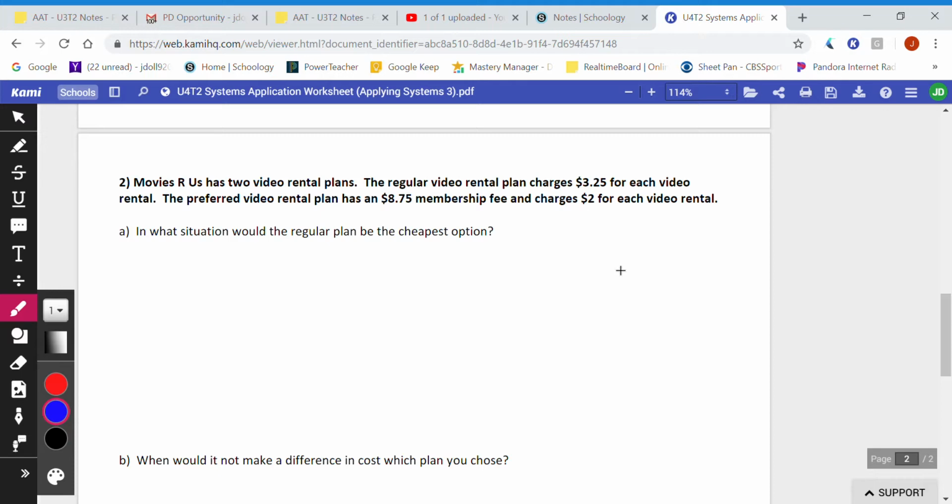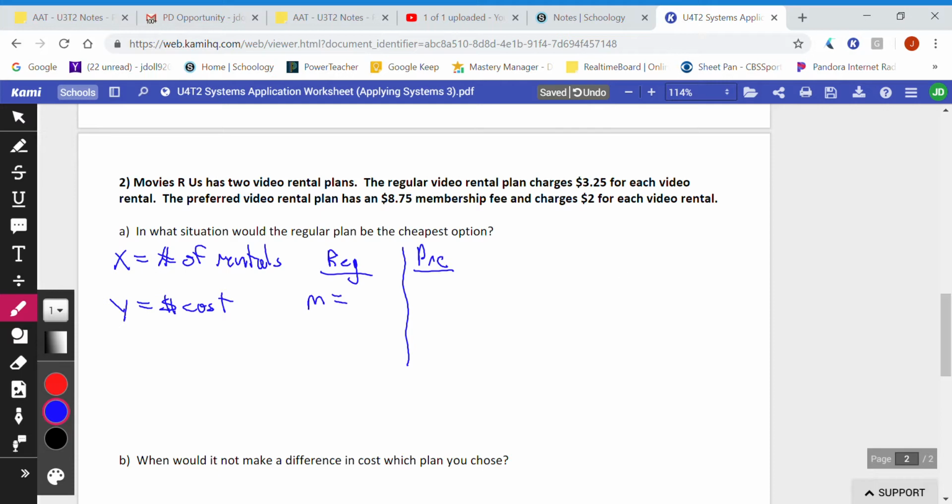Now, what we're trying to decide if the cheapest option is how many video rentals we have, right? And what's the cost? X is going to be the number of rentals, and Y is going to be the cost of renting those movies. That's, again, an independent-dependent relationship. So I want to write a system here. So the regular plan, and I have the preferred plan.